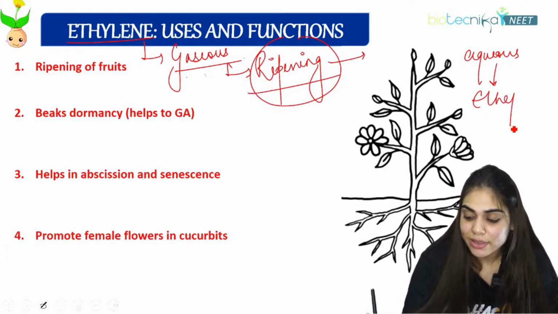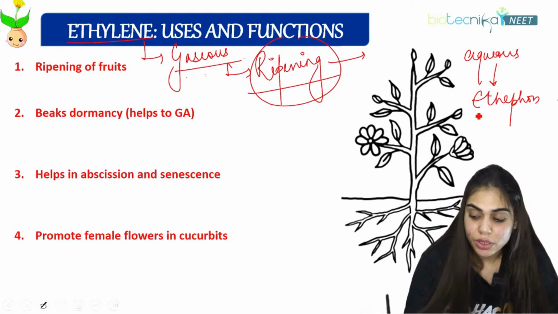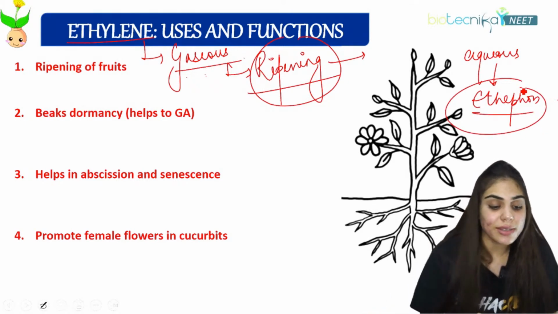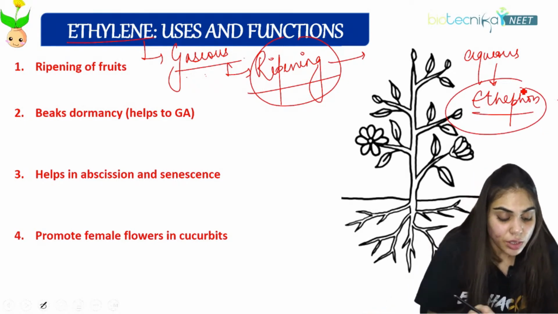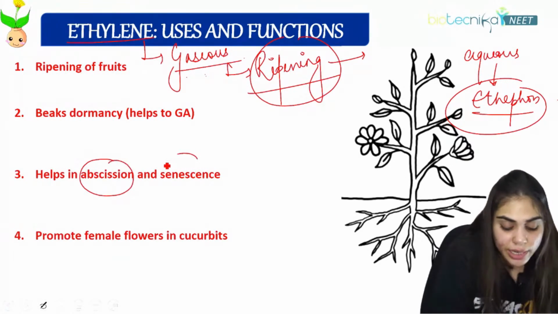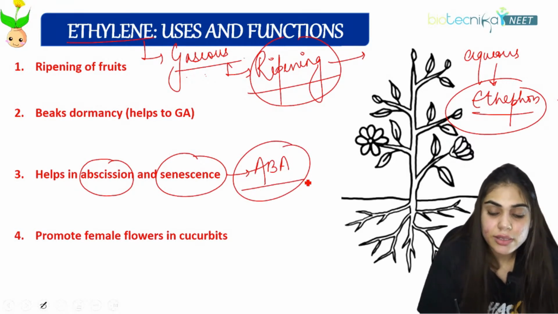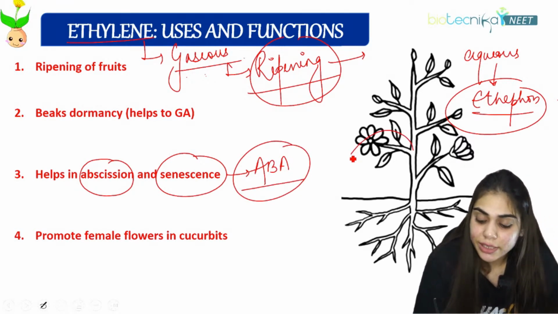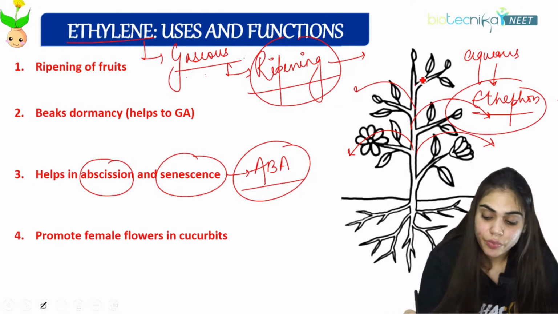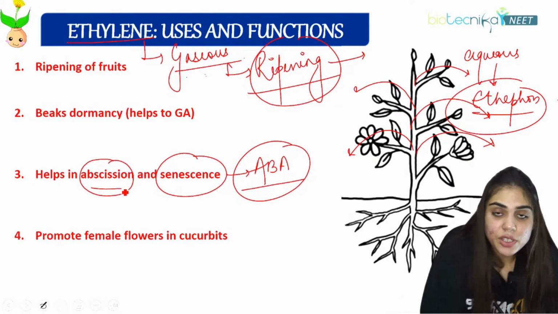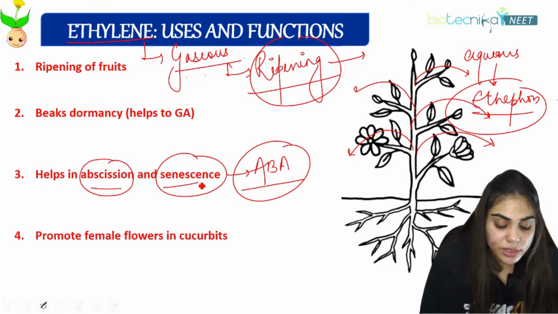I've already discussed, it is called ethephon. So now let's see what are the uses and functions of ethylene. It helps in the abscission and senescence process. Just like abscisic acid, it is also causing the flowers, leaves and fruits to senesce and abscise. It all will fall down. So it is helping in the abscission as well as senescence process.